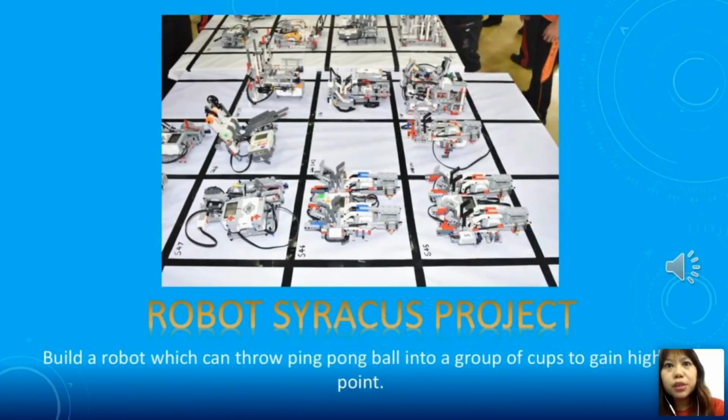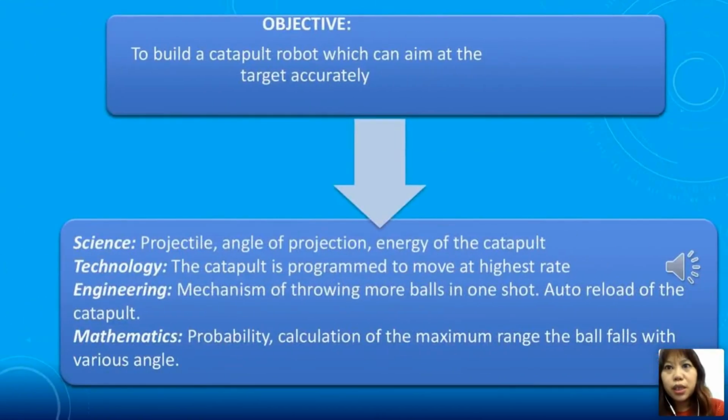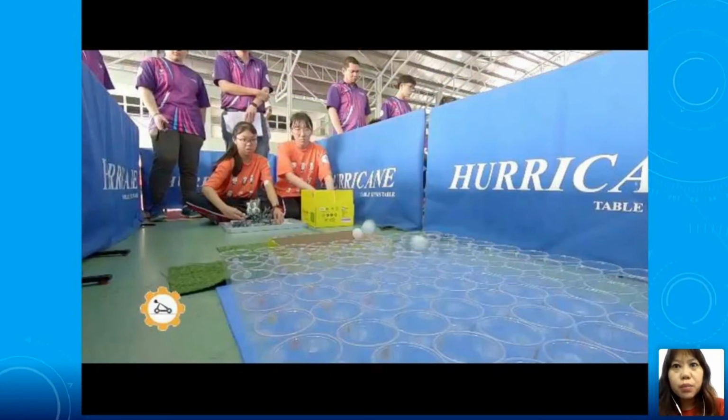The second project in this Robot Olympics STEM module is the Syracuse Project. The objective is to build a catapult robot which can aim at the target accurately. So the students can combine their science, technology, engineering, and mathematics concepts. The outcome of the project is that the students will use the robot to transport the ping pong balls and project them accurately into the cups. The calculation will involve the angle of projection and the accuracy.